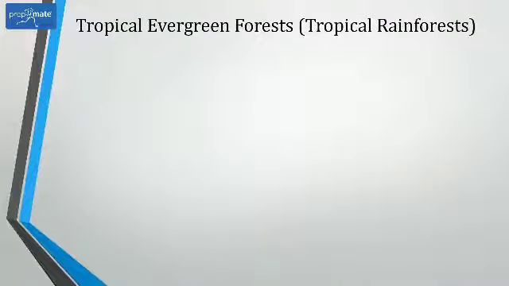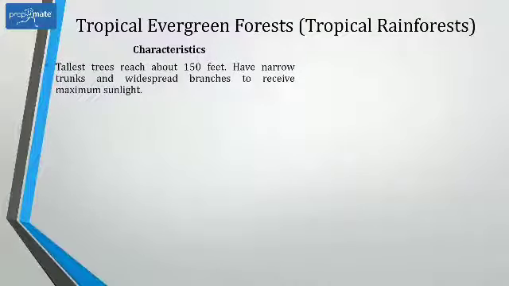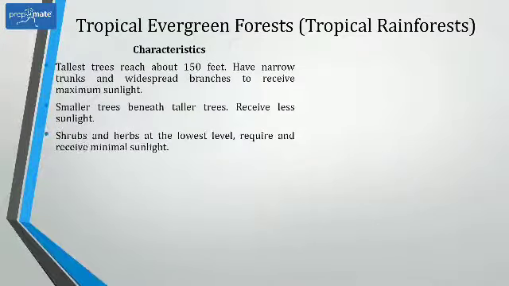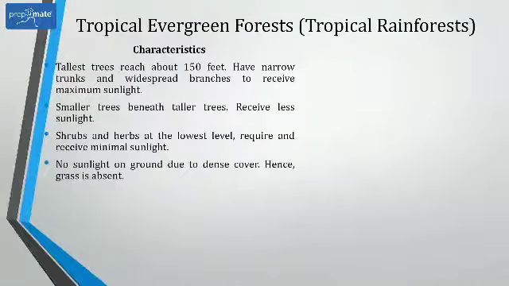Let us now go through the prominent characteristics of tropical evergreen forests. There is a peculiar arrangement of plants in these forests. The tallest trees attain a height of nearly 150 feet. Their trunks are narrow with widespread branches at the top to gather sunlight. The smaller trees lie beneath the taller trees and receive lesser sunlight. At the lowest level are shrubs and herbs which can survive in the minimal sunlight. The plant cover is very dense. As a result, the sunlight fails to reach the ground. Thus, grass is absent in these forests.